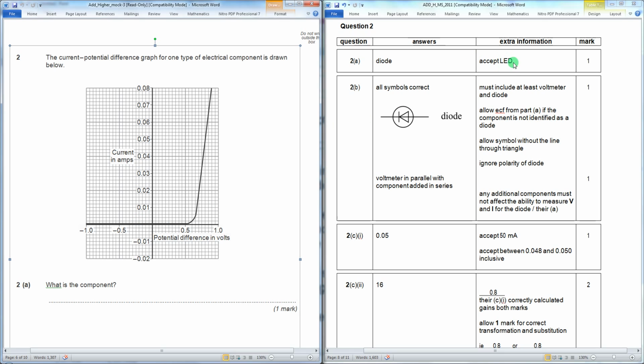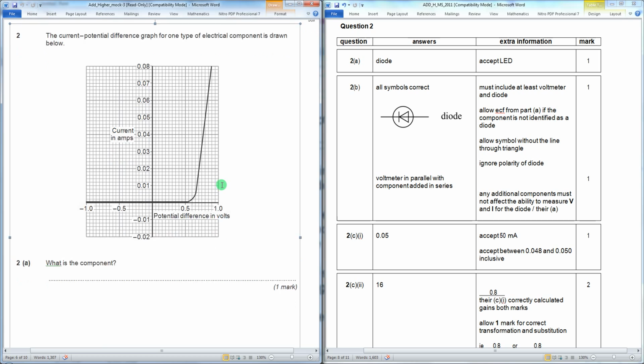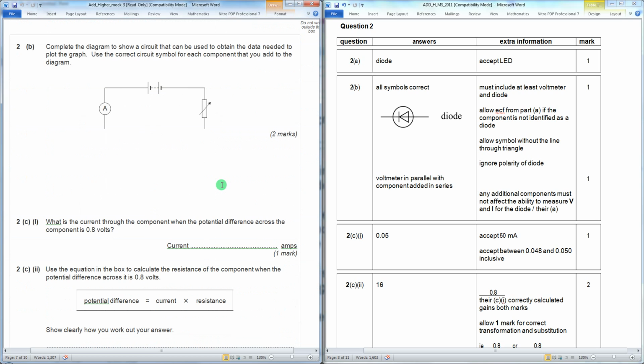And you're allowed to put LED there, which is a light emitting diode. They don't care whether you put that or not, as long as you've got the word diode in there. Now, the next part is asking for a measurement. So complete the diagram to show a circuit that can be used to obtain the data needed to plot the graph. So we need to be able to plot current and voltage.